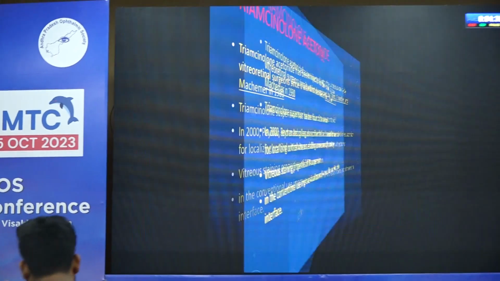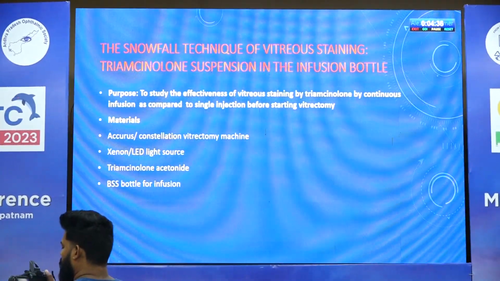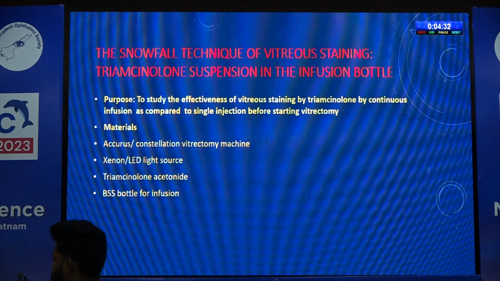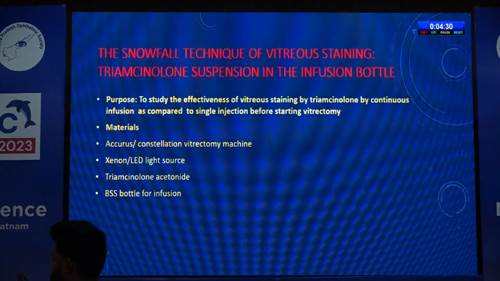There is a new technique, the snowfall technique of vitreous staining. It uses triamcinolone acetonide in the infusion bottle. No financial interest to disclose. Conventionally, we know triamcinolone is used in and out for all our retina cases for staining. It is used by anterior segment surgeons also, and we regularly use triamcinolone acetonide as a suspension directly injected in the vitreous cavity. But this is a different way, because direct injection has some pros and cons, so we thought of doing something different that will give a better result.